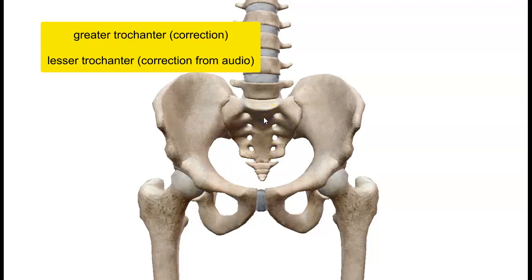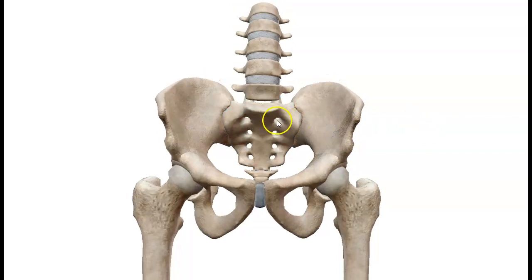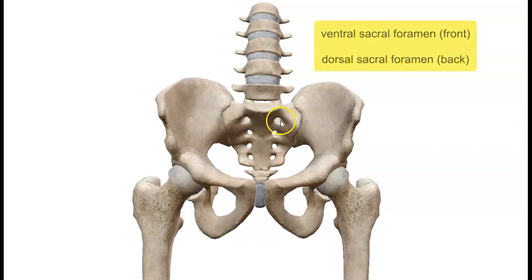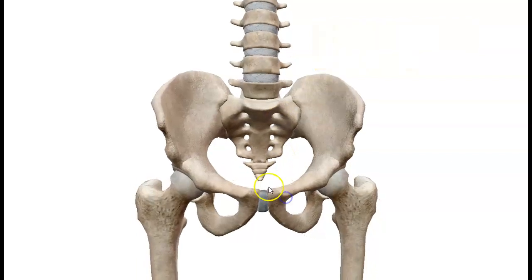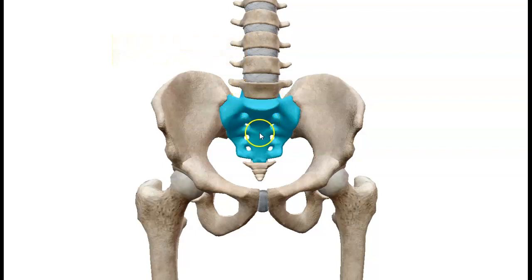Now back here you see the sacral bone. The sacral bone has these holes called foramen. This is from the front side, so we call this the ventral sacral foramen. And the same holes from the back side would be called the dorsal sacral foramen. This is called the coccyx. The top part of this sacral bone is called the sacral promontory because it's a very prominent bone that looks like a body of the vertebrae.